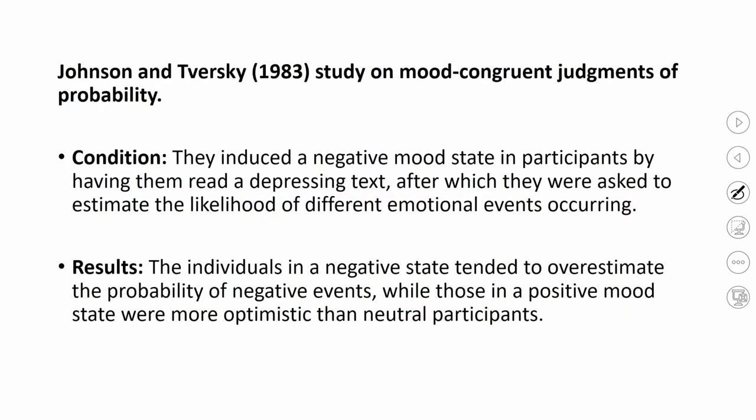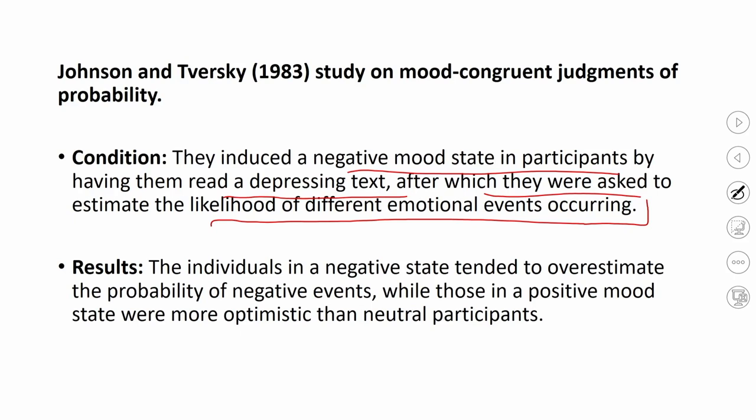There are many experimental evidences available. We will be looking at them throughout the discussion. For example, Johnson and Tversky in 1983 did a very simple mood congruent judgment experiment of probability. In this experiment, they induced a negative mood state in the participants by having them read depressing text, which could influence their mood in the negative way, after which they were asked to estimate the likelihood of different emotional events occurring. A probability task was given where they were asked what is the likelihood that these kinds of emotional events will occur in the future. Certain contextual materials were given, to see how it influences their judgment of the likelihood of some emotional events occurring.